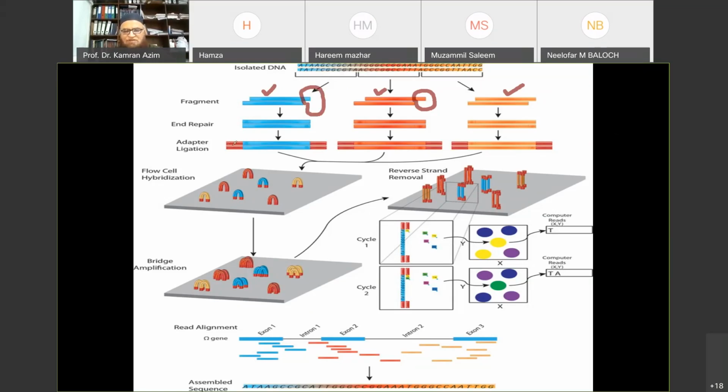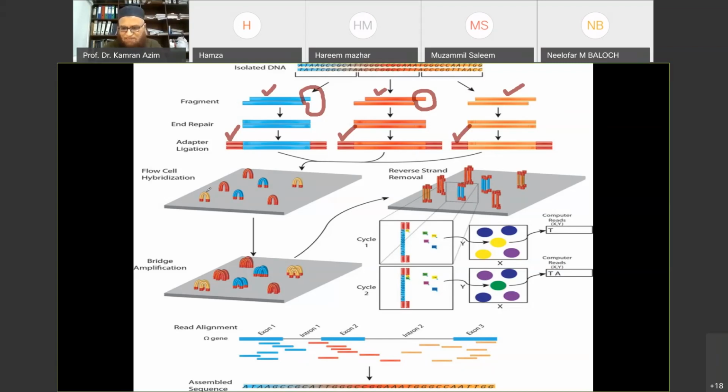Secondly, we attach the double-stranded adapter molecules to every fragmented and repaired DNA molecule in parallel, simultaneously, all together. No separation of the fragmented DNA is required here. After that, all these adapter-ligated DNA are attached on the surface of the chip, which is called the flow cell.